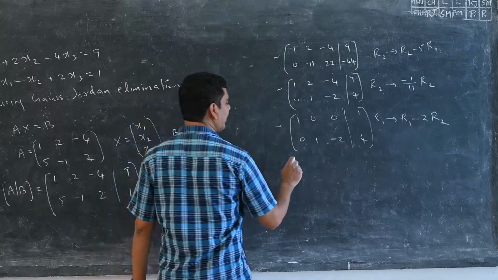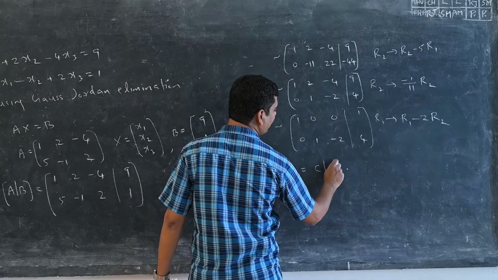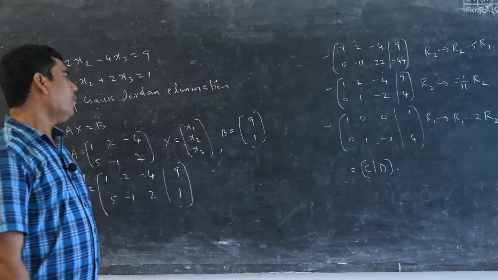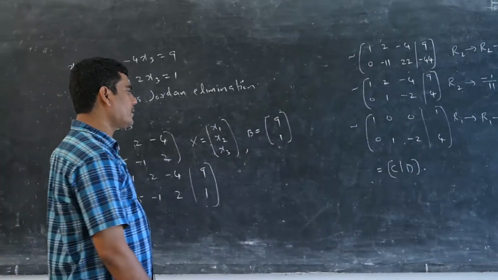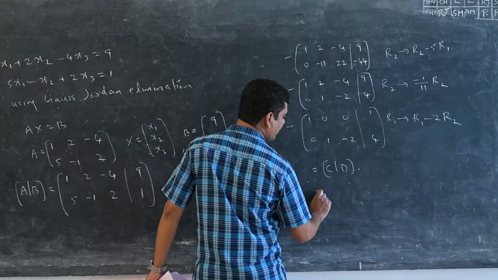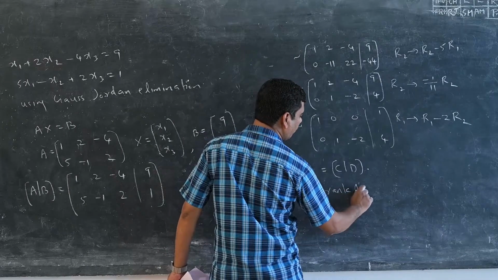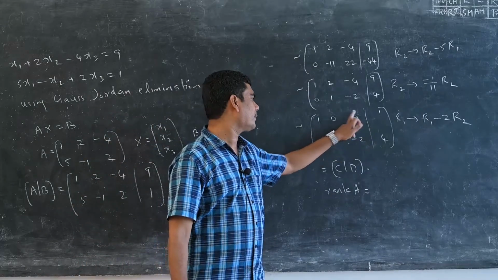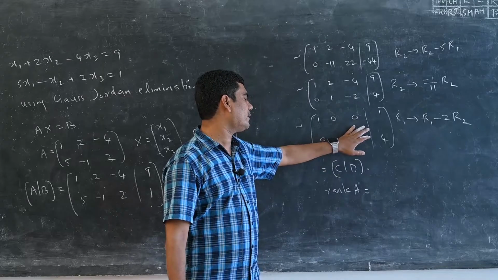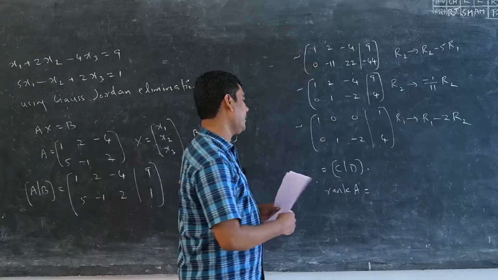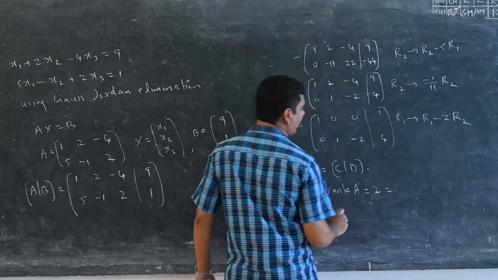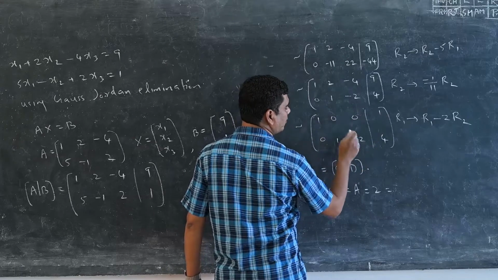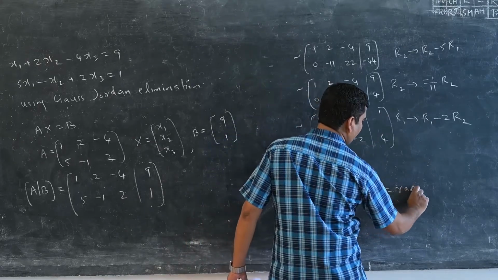Now this is the canonical form. This is the row reduced echelon form, also called the canonical form of the augmented matrix AB, CD. So rank A is equal to the number of non-zero rows in C. This is C, 1 0 0, 0 1 minus 2. So the number of non-zero rows in C is 2. Now rank AB is the number of non-zero rows in CD, 1 0 0 1, 0 1 minus 2 4. It is also 2.